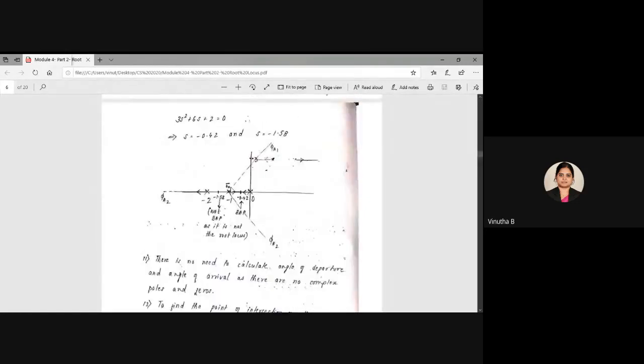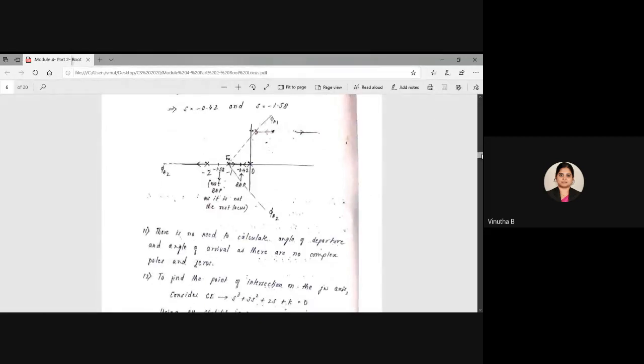Then we have to find out the intersection point. Now, finding the point of intersection means which point? See here, this asymptote is going to cut the imaginary axis at a particular point. We have to find out that point. And in the reverse direction also, you can see this point. So both points, whatever you find out using step number 12, should be the same magnitude but different sign.